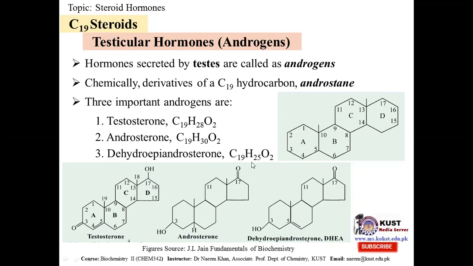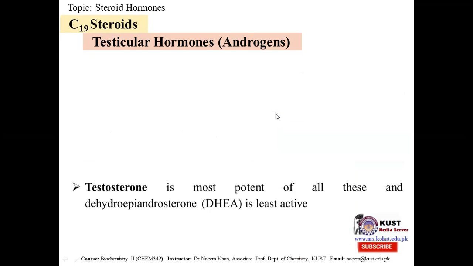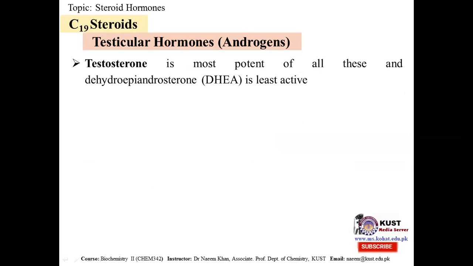dehydroepiandrosterone. All three are C19 steroids. They are male sex hormones created by the human male testes, and they have 19 carbon atoms, and they are considered to be derivatives of the C19 hydrocarbon called androstane. Among these steroids, testosterone is the most potent, and dehydroepiandrosterone is the least active. Actually, among the three, testosterone is considered the most active, while dehydroepiandrosterone is considered the least active.